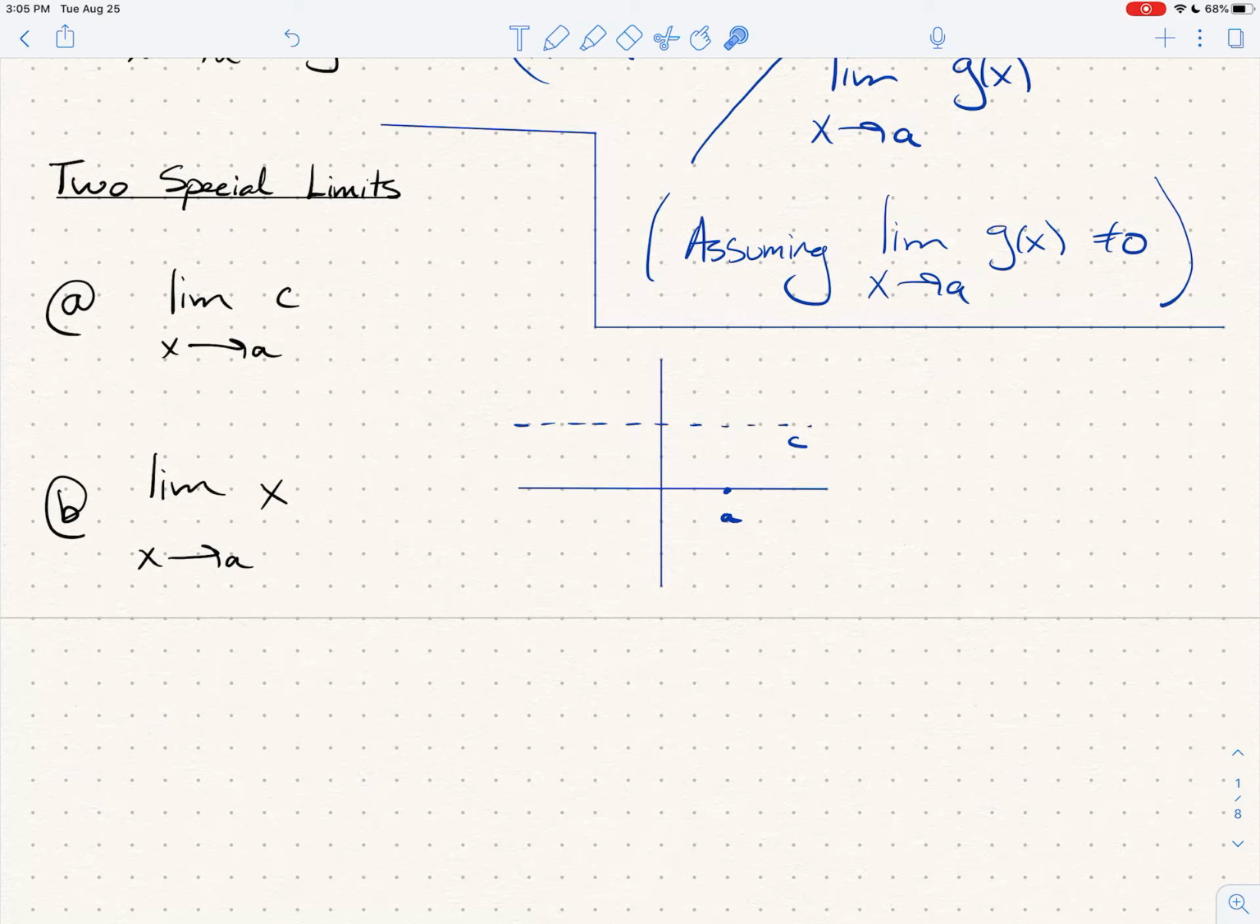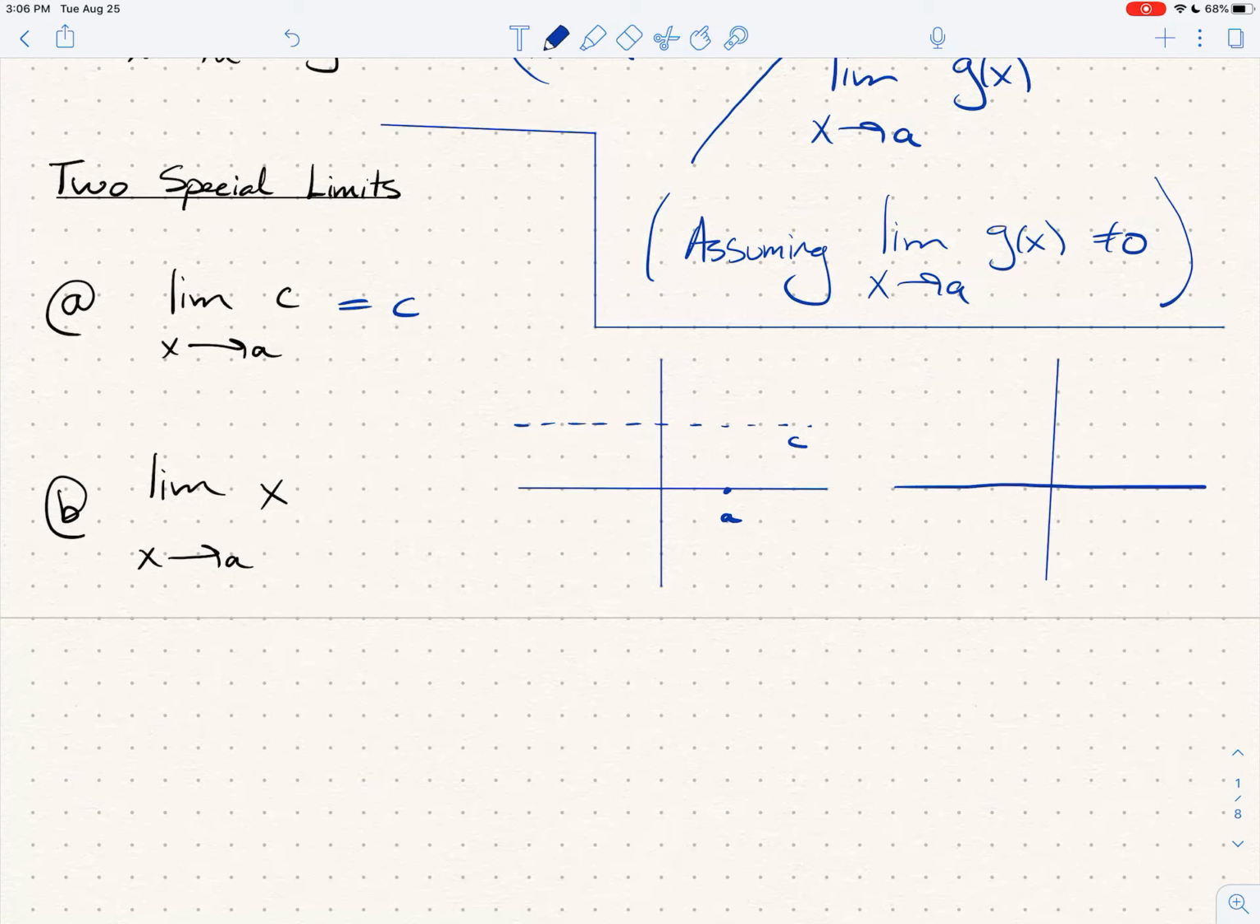So it makes sense to say the function f of x is getting closer and closer to c as x goes to a, because it's always c. So this limit you can see, no pun intended, is just c. Make sense? And then the other limit that we need is the limit as x goes to a of just x. And so let's write that one down.